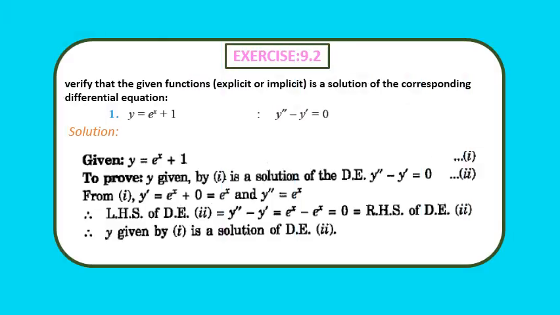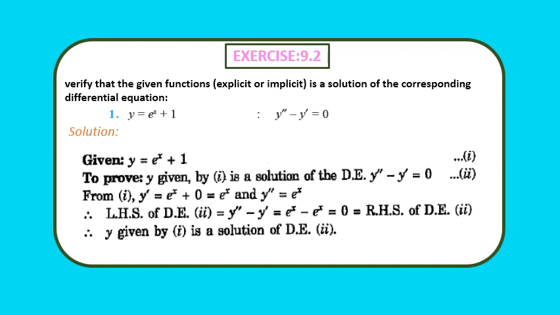So let's start exercise 9.2. Verify that the given function is a solution of the corresponding differential equation. Now we have y is equal to e power x plus 1, and we have to prove that y double dash minus y dash equals 0. So simply, y is equal to e power x plus 1. If you find y dash, it will be e power x plus 0, that is e power x, and if you differentiate it again, that is y double dash, you will get e power x.